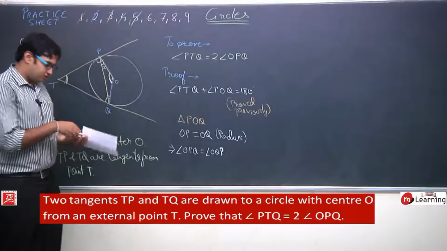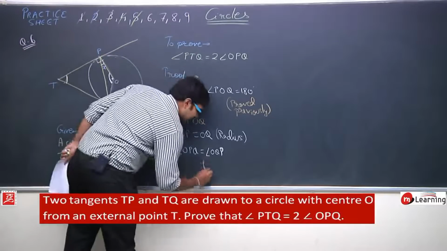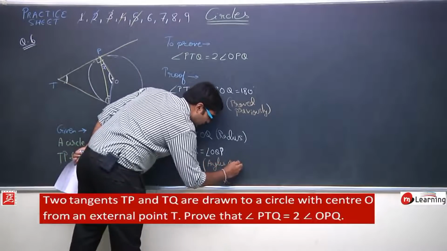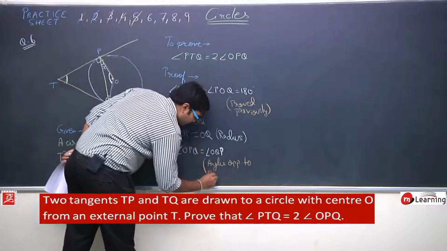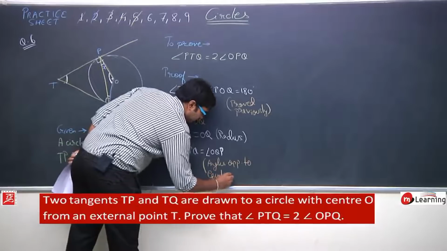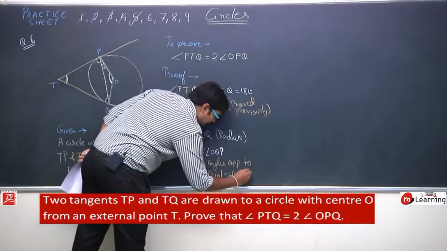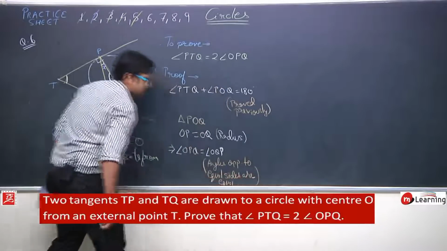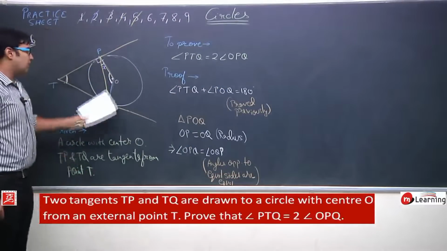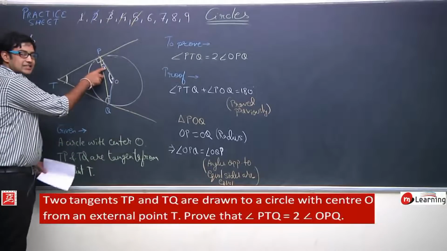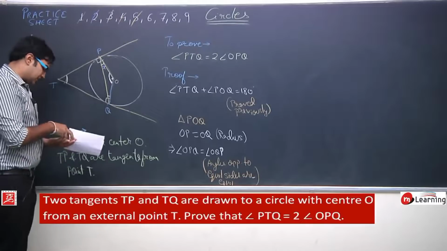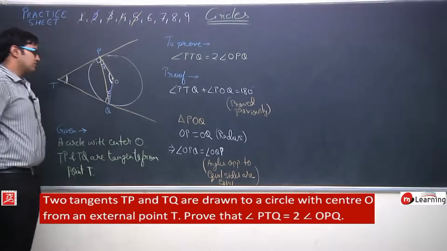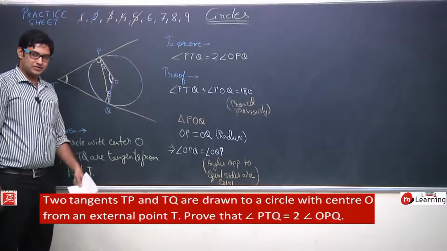This is what you will have, and the reason for this is angles opposite to equal sides are equal. Angles opposite to equal sides are equal. So if this angle is x, I can say that this small angle, this OQP, will also be x. Okay, these two angles are x and x.